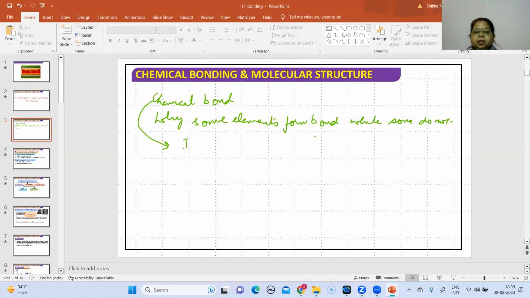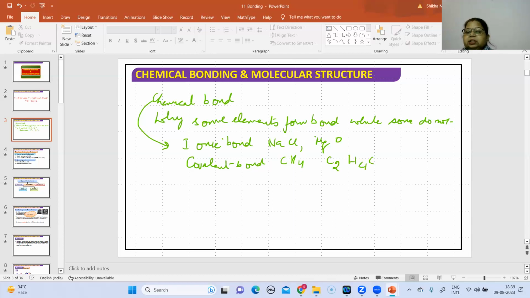One is a ionic bond. The classical example of it was sodium chloride, magnesium oxide, which you did in class 10th. Then there was a covalent bond, right? Which was sharing. And we said example was methane. You must have done ethene, ethyne, all those things.